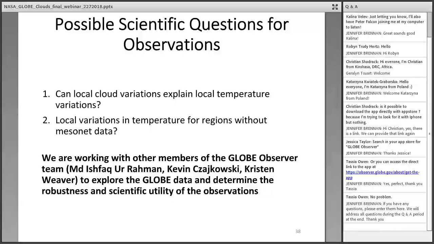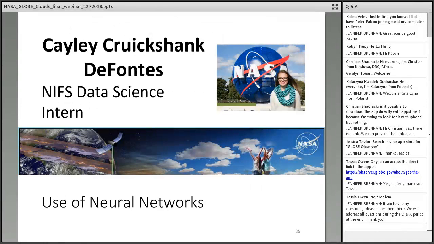So finally, I'll mention that we here at NASA Langley are working with other members of the Globe Observer team to help explore the globe data and determine its robustness and the scientific utility of the observations, in particular with the eclipse event. All right, so I'll turn it over to Kaylee, who will talk about the use of neural networks with globe clouds data.